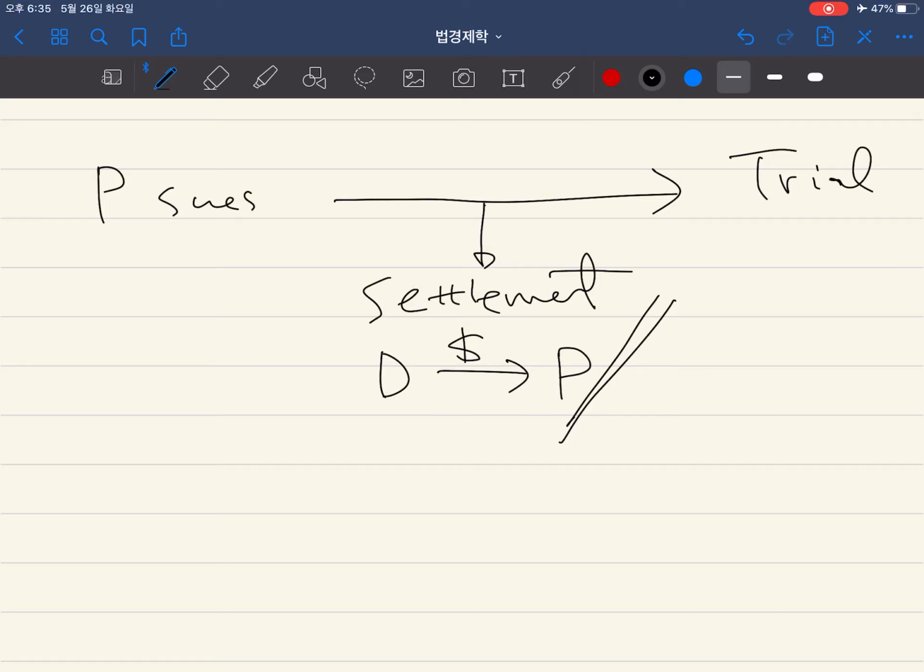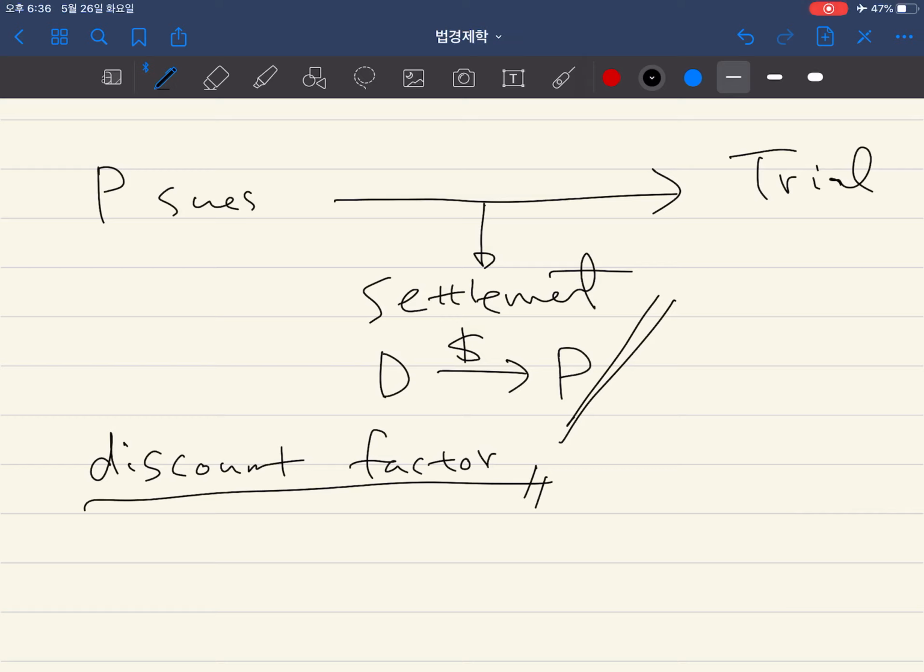So before we start thinking about the settlement stage, we're going to think about a concept called the discount factor. We have to think about this concept called the discount factor before we study settlement.